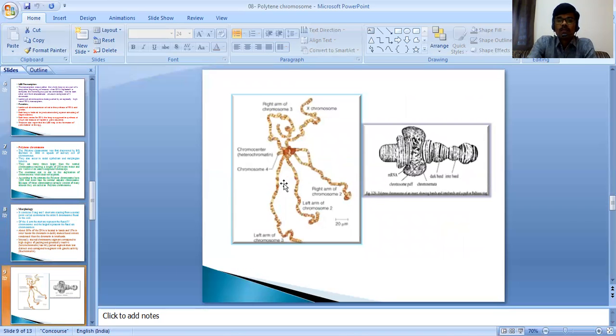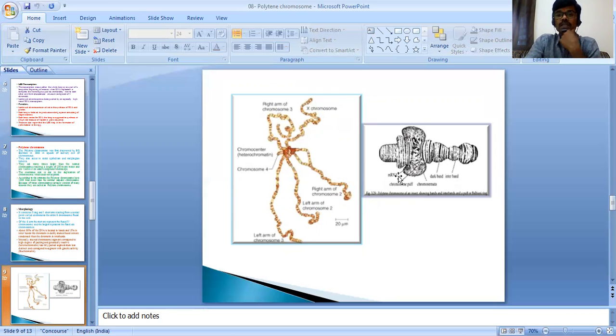This is the polytene chromosome structure. There are 8 of them: 1, 2, 3, 4, 5, 6, 7, 8. Out of 8 total, 6 are long arms and 1 is the short arm. This is the fourth chromosome, and the right arm of chromosome 2, left arm of chromosome 2, left arm of chromosome 3, centromeres at the center, right arm of chromosome 3 and X chromosome. This is the X chromosome.